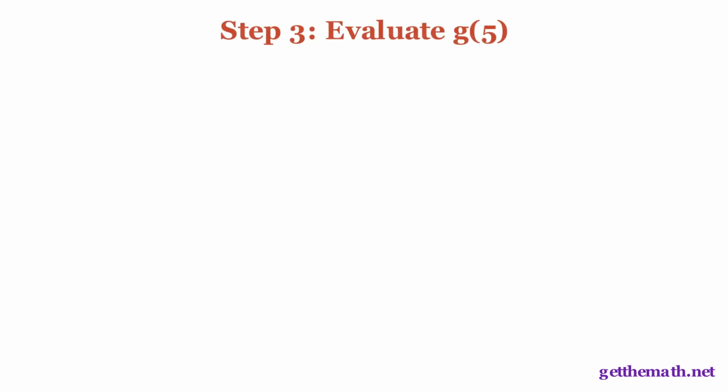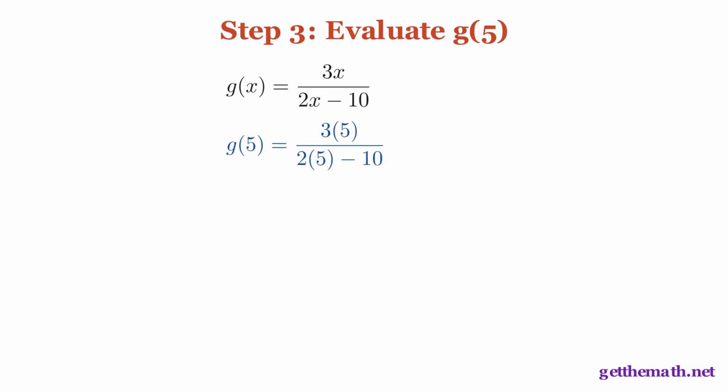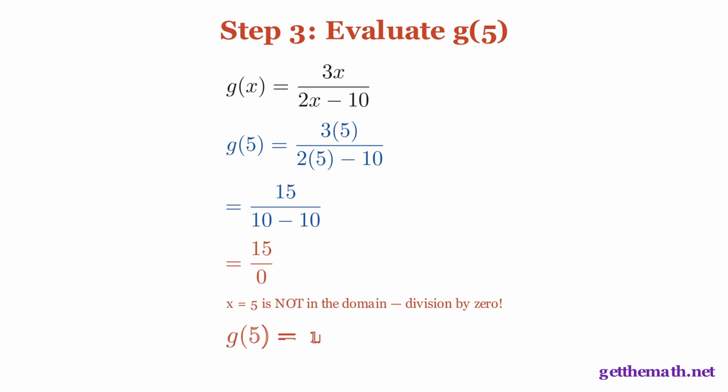Step 3. Evaluate g of 5. First, check, is x equals 5 in the domain? No. x equals 5 is excluded. But let's see what happens if we try to substitute anyway. g of 5 equals 3 times 5, divided by 2 times 5 minus 10.